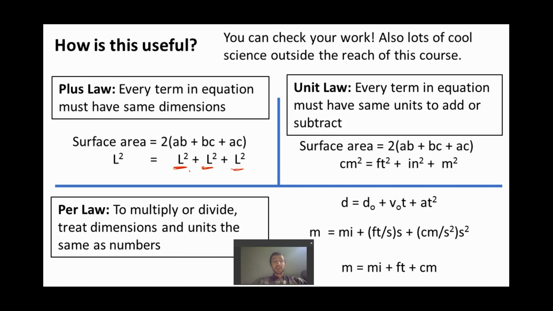So for example, right here, surface area. I've got length times length, this is good. Length times length, that's good. And if for some strange reason I had length cubed here, that would be not good. I'd realize, okay, I've got an extra distance here. Oh, it wasn't cubed, it was squared. Boom, answer solved. So every single term in your equation has to have the same dimensions for it to be a real equation.